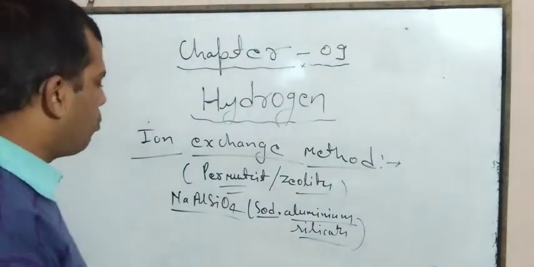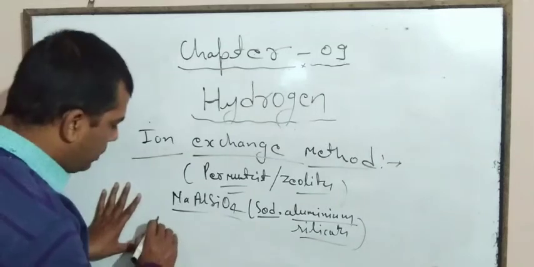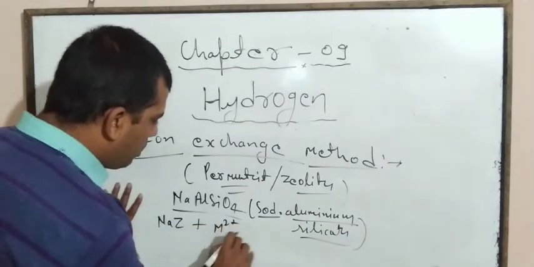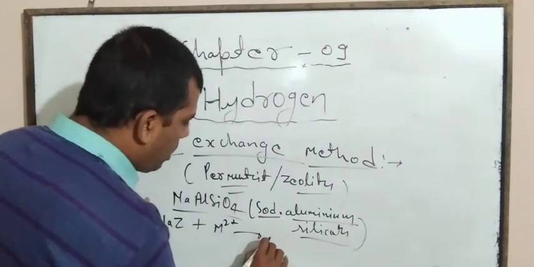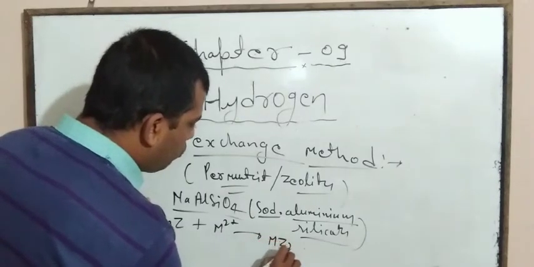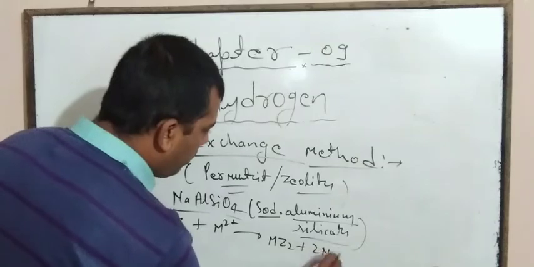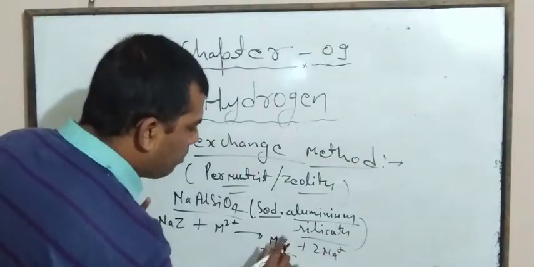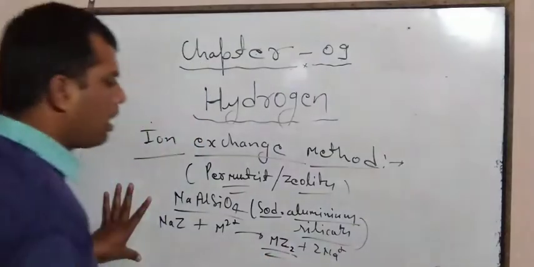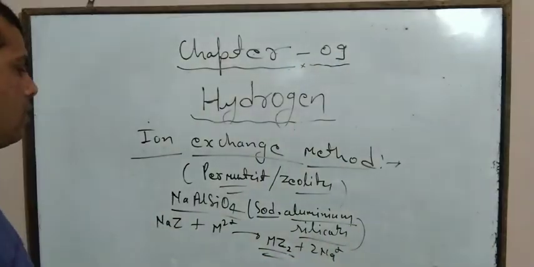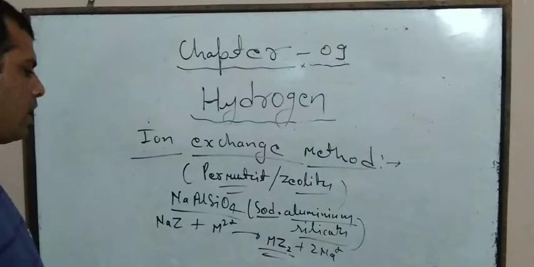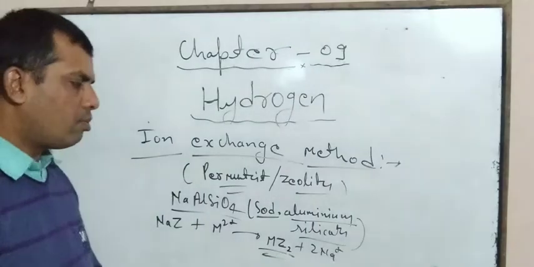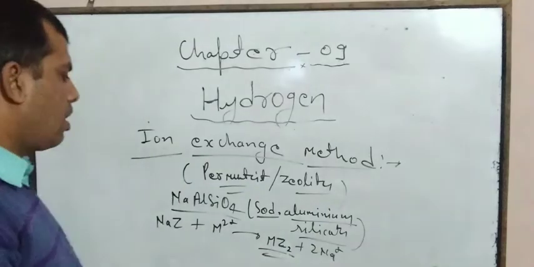So when NaZ reacts with M2 plus, then it forms MZ2 plus twice Na plus. So permutit or zeolite reacts with M2 plus and forms MZ2 plus twice Na plus.